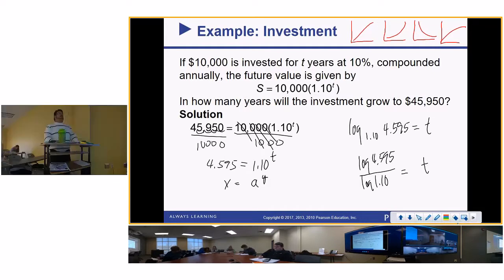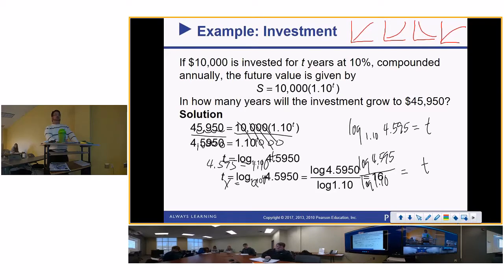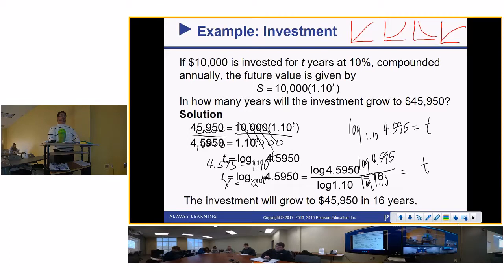Now, common sense: if $10,000 is invested at 10% compounded, in how many years will the investment grow to $46,000? Well, that's going to be a pretty good bit, okay? What did it come out to be? 16. Let's see if you know what you're doing. It's a miracle. Now that's a test question.